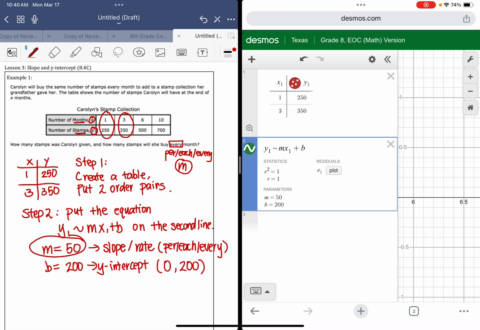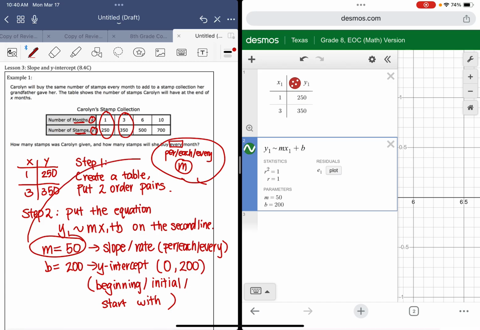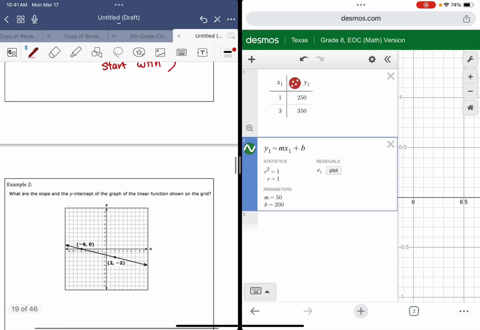That's the starting point. So when we see the keywords beginning, initial, start with, that's what we're looking for. But in this question, they give us the keywords per, each, every here. That means this 50 will be my answer. Then we go to example number 2.